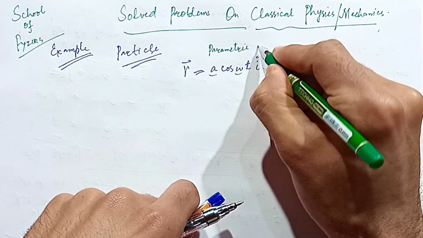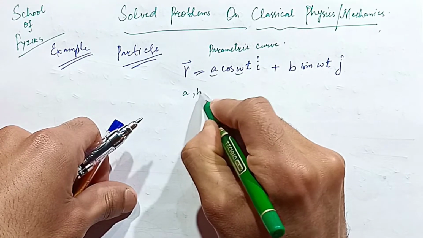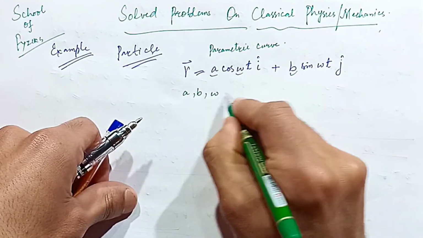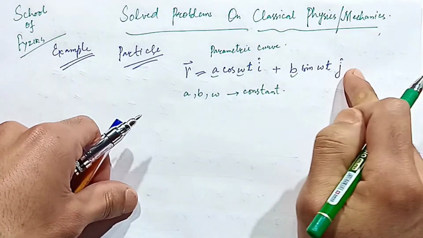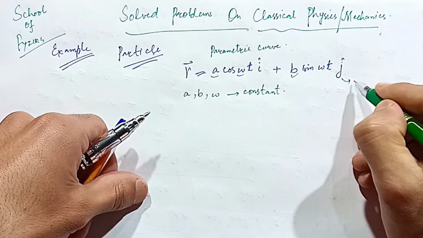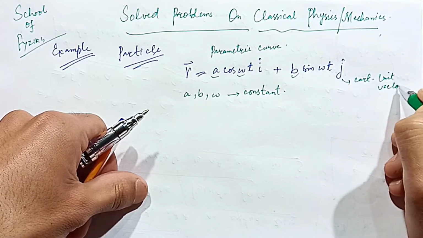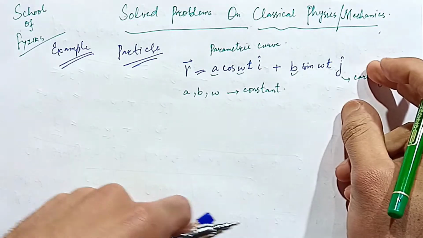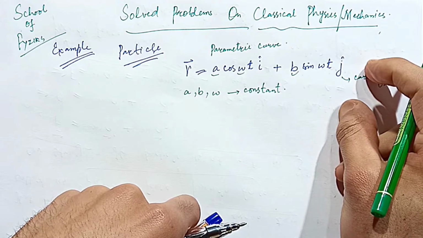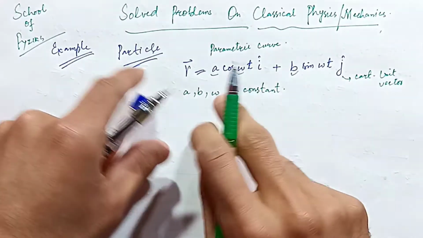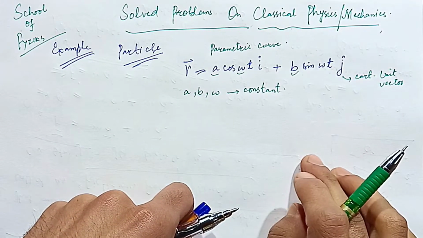Actually, the parametric curve is given as this R, and a, b, omega are all constants of motion. And i and j are the Cartesian unit vectors. You already know them. These are the Cartesian unit vectors along the x-axis and y-axis respectively. If there is a k component also, the component along the z-axis, the motion would have been in 3 dimensions, but here it is only along 2 coordinates. That means the motion is 2-dimensional only.